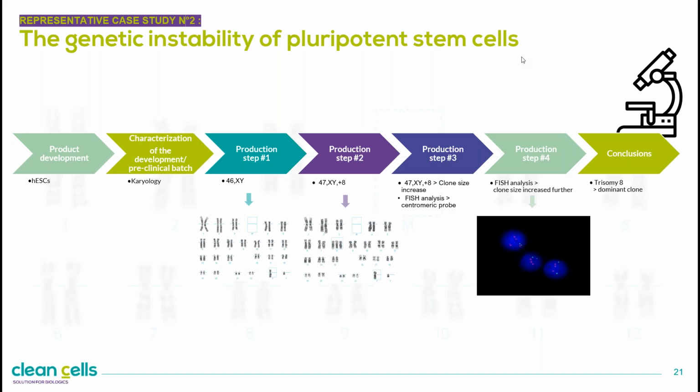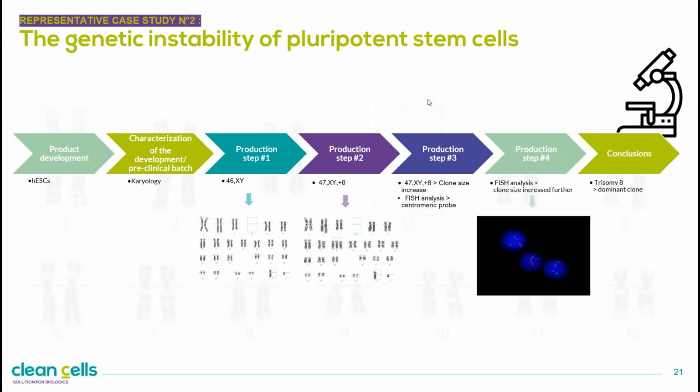The first karyology analysis of the cells was normal. However, further down the production scheme, we performed another karyology analysis, and this is when we first detected a clonal trisomy of chromosome 8. Right? Are genomic aberrations like trisomy of chromosome 8 a common event in such cell types?